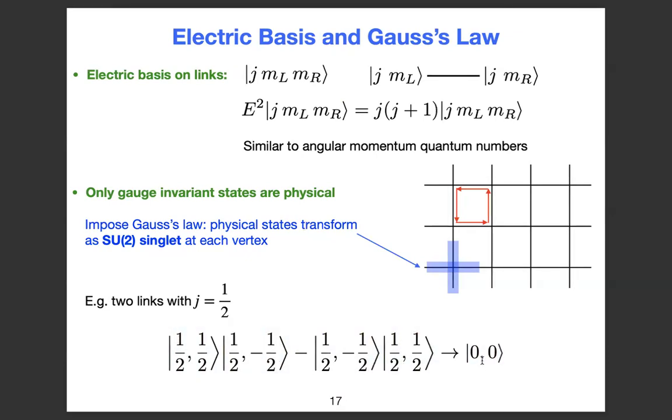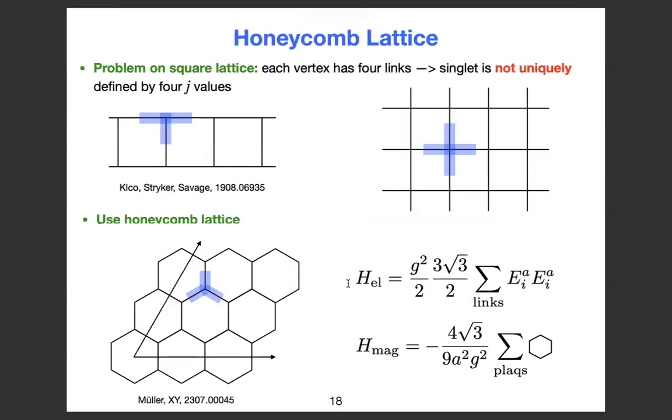For example, if we have 2 links with J equals 1/2, we know from quantum mechanics that to form an SU(2) singlet state, we just use an antisymmetric linear combination of the 2 spin states. And this has been generalized to more complicated cases. For example, in the work by Natalie, Jesse, and Martin, they studied the plaquette chain for the SU(2) theory, and they can uniquely project the states onto physical states because each vertex on the plaquette chain only has 3 legs.